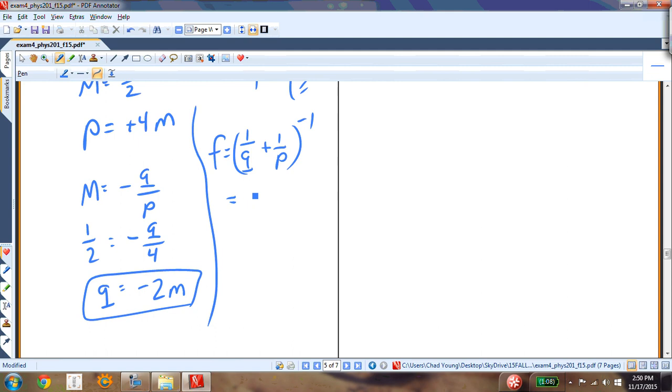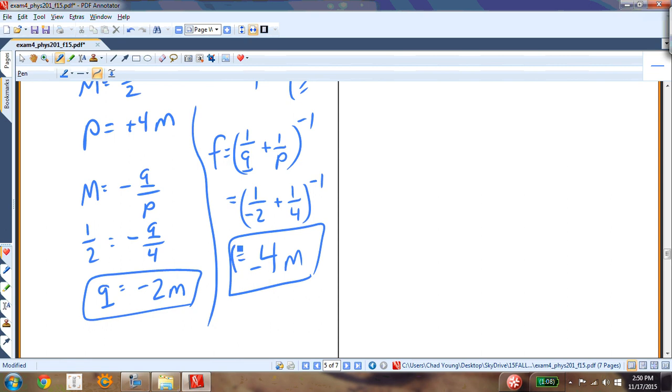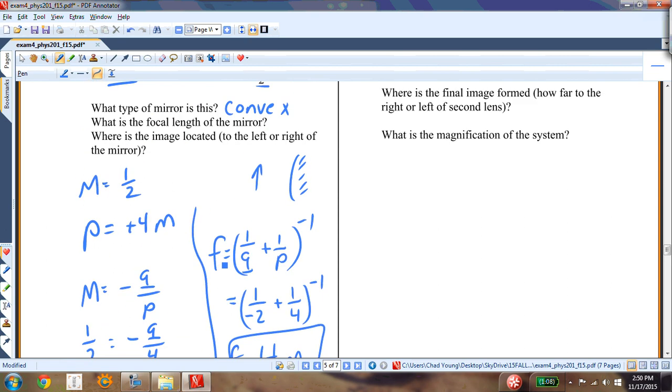It's my lens equation, or my mirror equation: 1 over negative 2, that's Q, plus 1 over 4. See, that's negative 2/4 plus 1/4 is negative 1/4. That's equal to negative 4 meters. That's my focal length for this convex mirror. I think that was all.